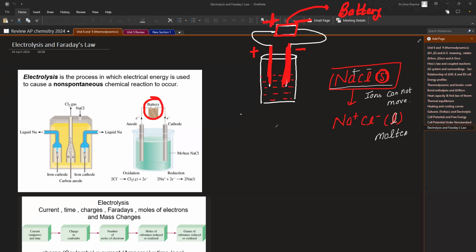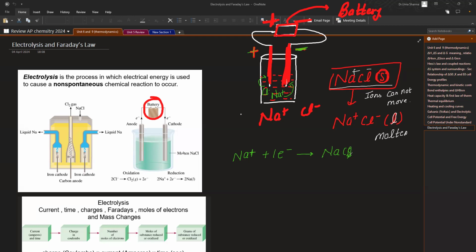Now, you have Na plus and Cl minus in the solution. Can you tell me in which direction your Na plus will move? On which electrode? On this one, the one with the negative charge. Where will the Cl minus move? It will move on this one, where the charge is positive. What is Na plus going to do? It's going to gain electrons. It cannot give electrons, it already has a positive charge.